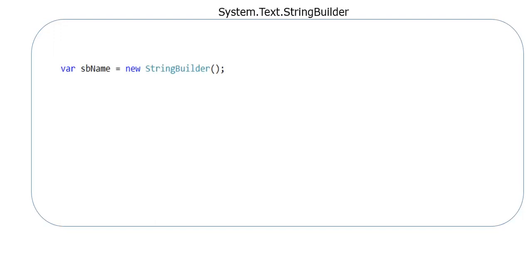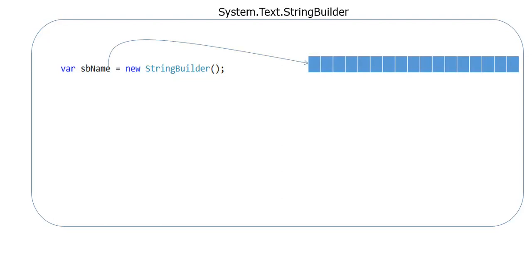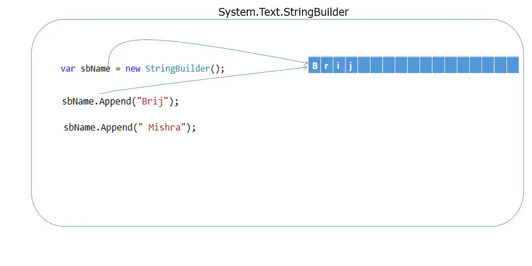But when we write var sbname equals new StringBuilder, a memory location is assigned to that object and sbname references it. sbname.Append Brij updates the same memory location that sbname references. sbname.Append Mishra again appends to the same memory location that sbname references. This makes a huge performance enhancement when doing a lot of string manipulation.